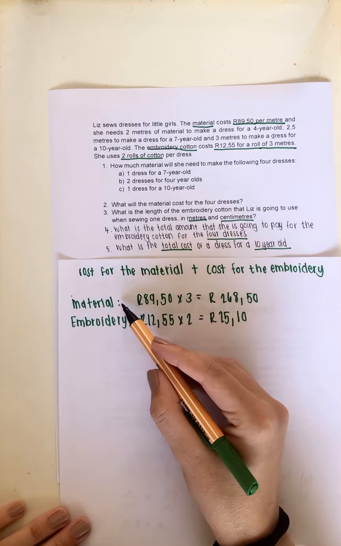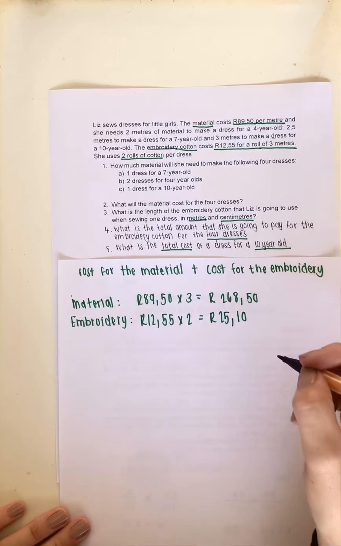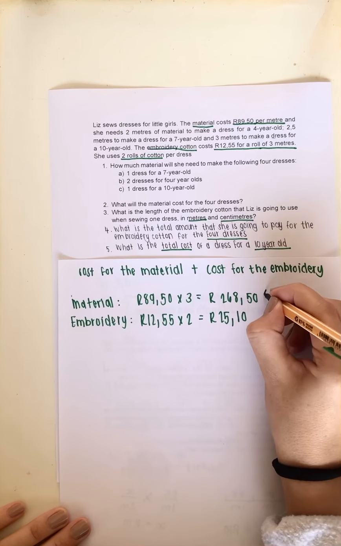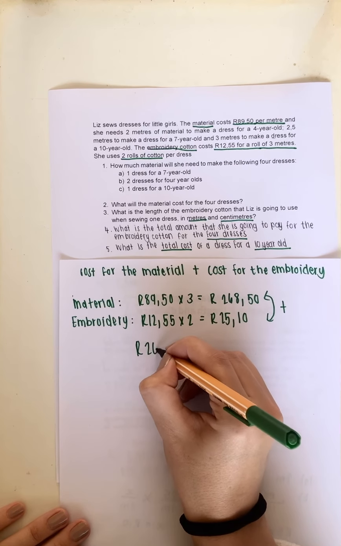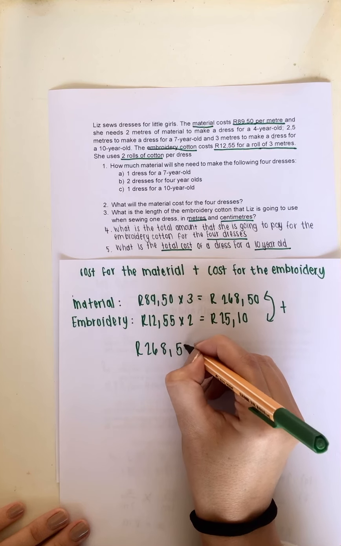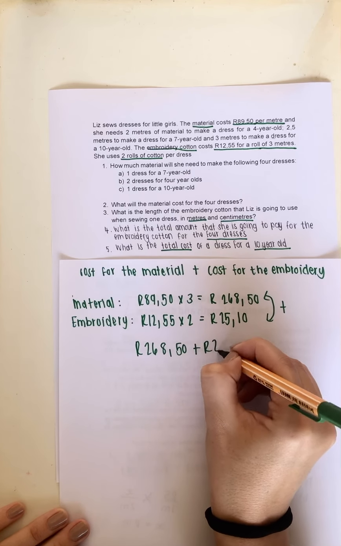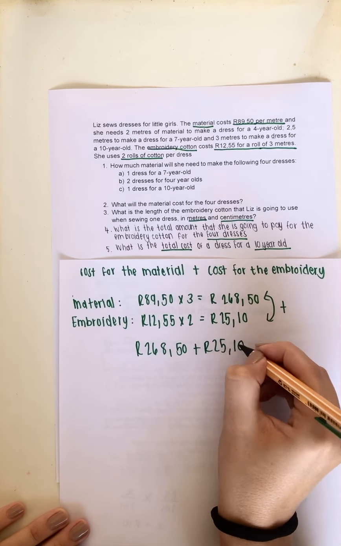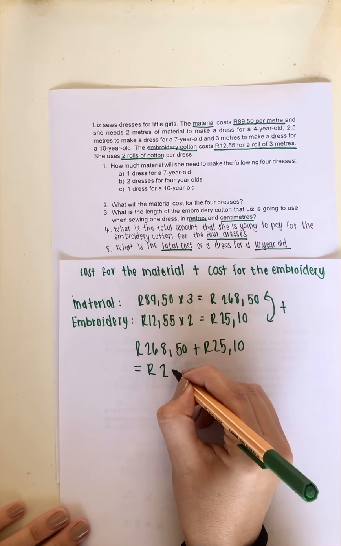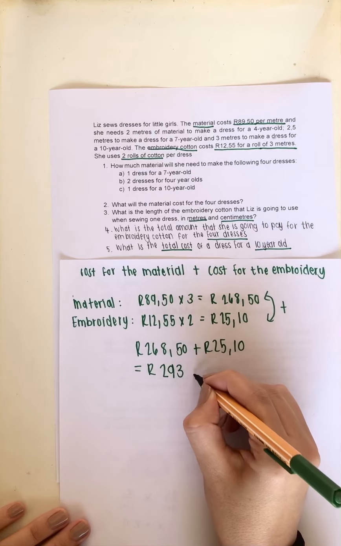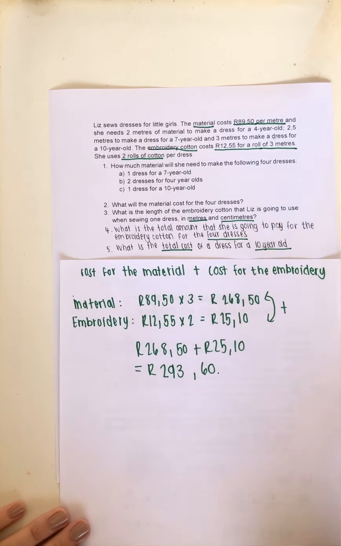Now, like I said, it's the cost of material plus the embroidery cotton, so we're going to add these two together. So we've got 268 Rand 50 plus 25 Rand and 10 cents. This all gives us 293 Rand and 60 cents.